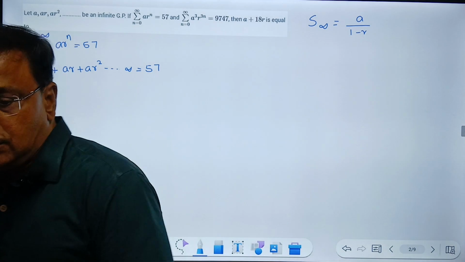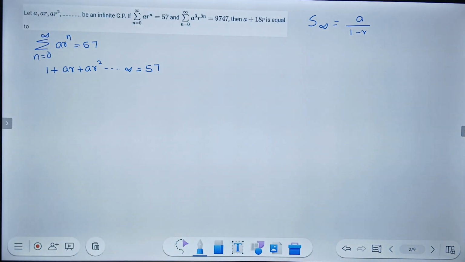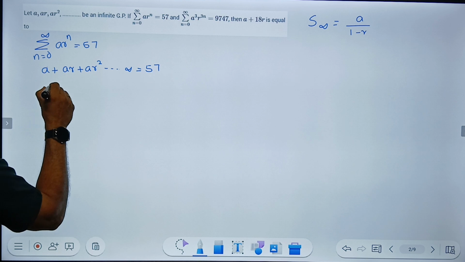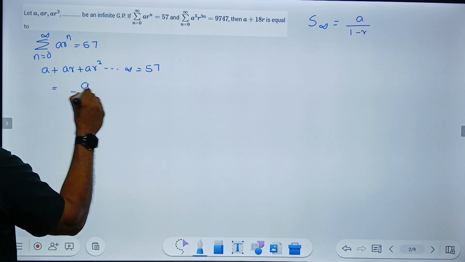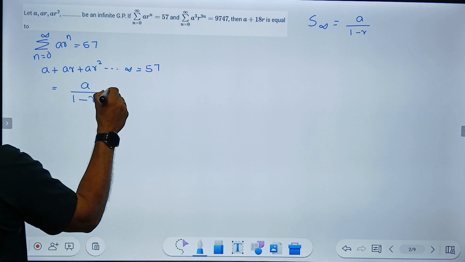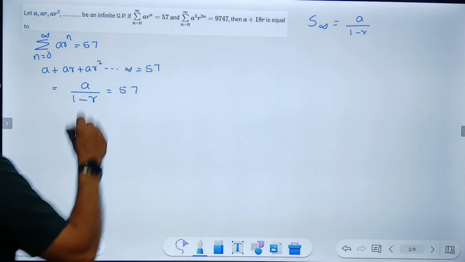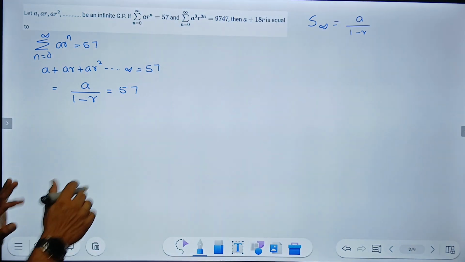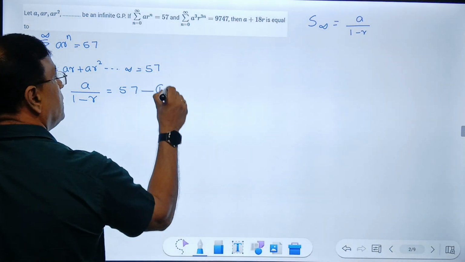The formula is A by 1 minus R. So if I use the formula here, the first term is A, common ratio is R, and this is equal to 57. A by 1 minus R equals 57. This is the first equation, so I will call this equation 1.